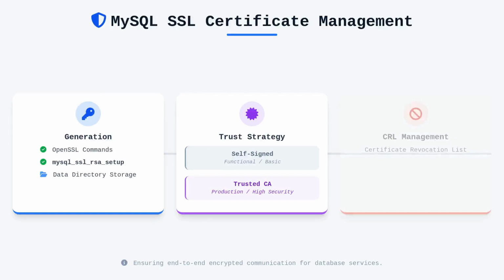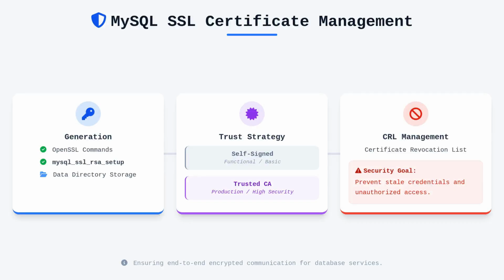If a certificate is lost or compromised, or if you simply need to enforce stricter security, managing a certificate revocation list becomes a standard operational task. This list acts as a registry of certificates that are no longer trusted, preventing attackers from using stale credentials to gain unauthorized access to the database service.